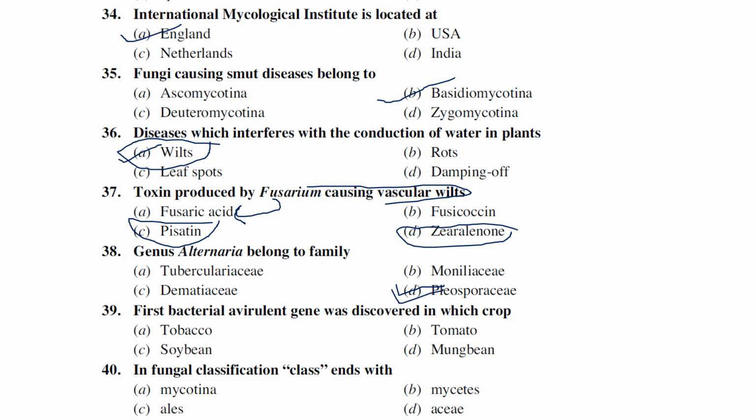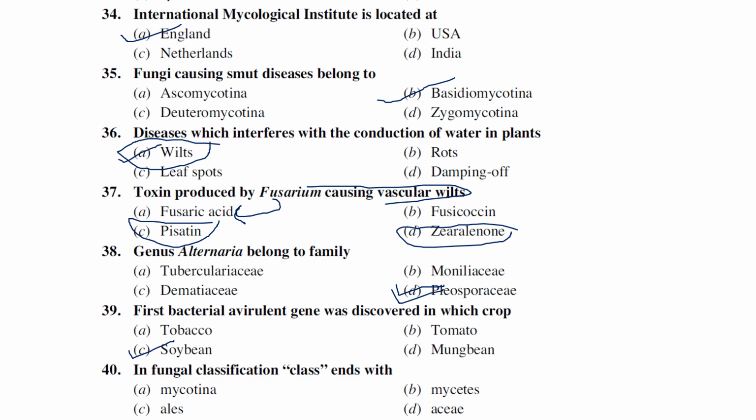And the first bacterial avirulence gene was discovered in which crop? Tobacco, tomato, soybean, mung bean. The first bacterial avirulence gene was discovered in soybean. Bacterial blight of soybean, Pseudomonas syringae pathovar glycinea, Pseudomonas syringae pathovar syringae. I'm not sure, but the crop is soybean only. Around 1984, I think it was first discovered. The answer is soybean.